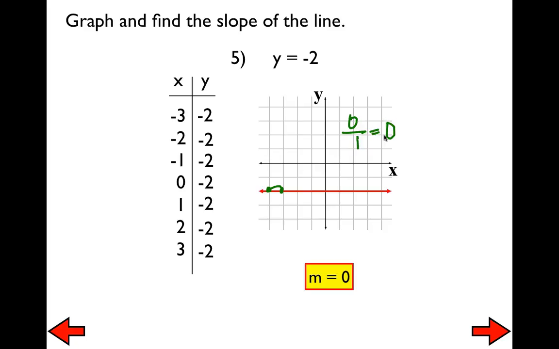So again, there's 2 ways of doing it. You can definitely pick 2 points and find vertical change over horizontal change, or you can read a graph. So in this case, you could actually read this from left to right. It actually works. So since it didn't go up, it didn't go down, the slope was 0.